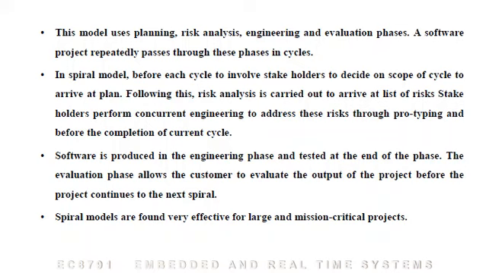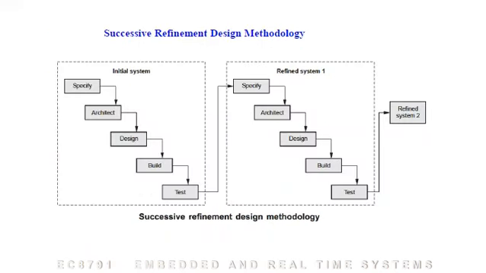Software is produced in the engineering phase and tested at the end of the phase. The evaluation phase allows the customer to evaluate the output of the project before the project continues to the next spiral. Spiral models are found very effective for large and mission critical projects. It is a successive refinement design methodology.